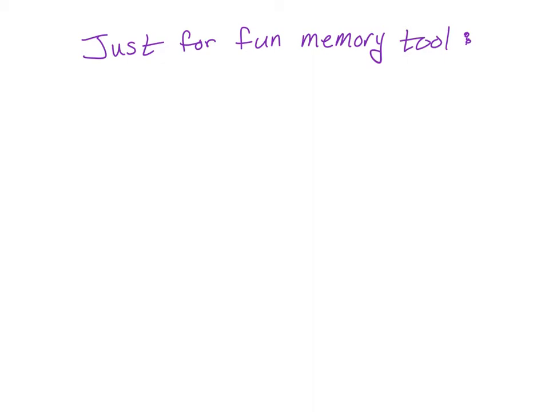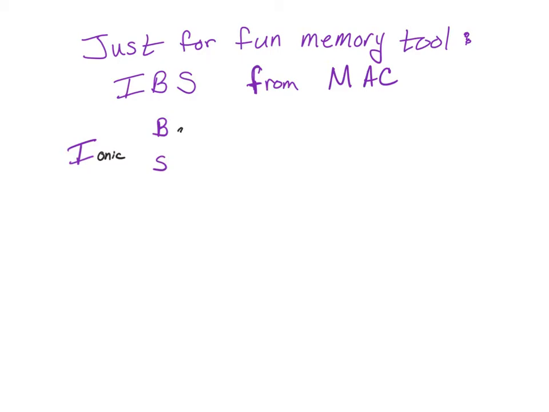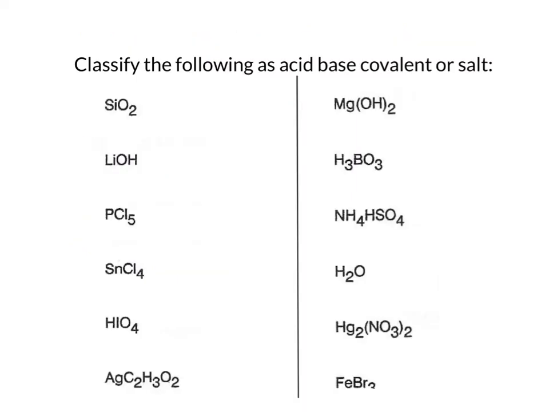Did you know that IBS, also known as irritable bowel syndrome, could come from a Big Mac? Well, that's not exactly true, but it is a way for me to remember which classes of compounds come from which type. So here's how I remember it. I stands for ionic, B stands for base, S stands for salt. IBS. Ionic compounds are bases or salts. So MAC. M stands for molecular, and the two classes of compounds that come from that are A for acid and C for covalent. So just remember, IBS comes from eating Big Macs. Okay, not really.